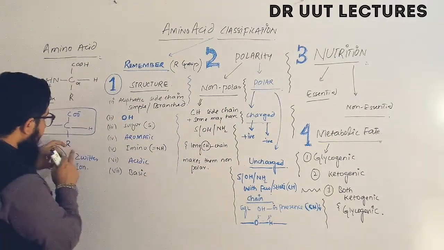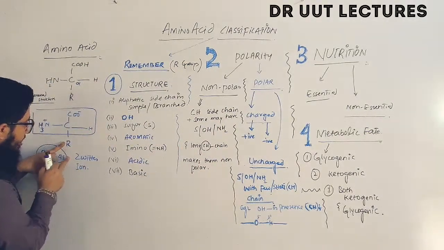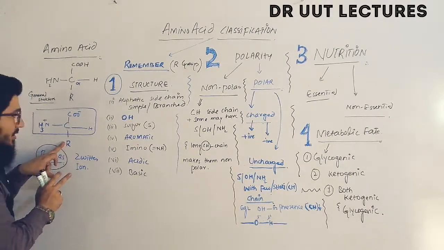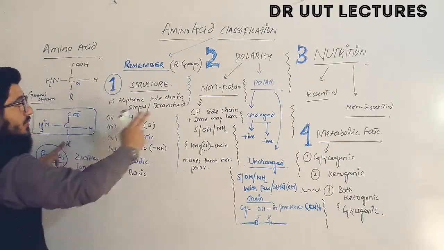Very simple. This R group, if it contains CH, CH, CH, CH, CH, long chains, then what will become? This amino acid will become non-polar.